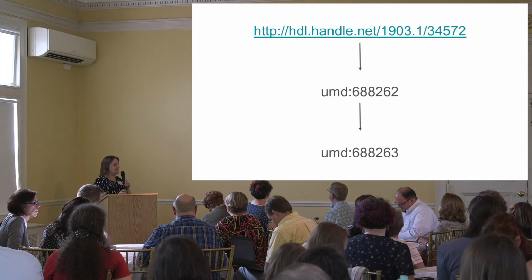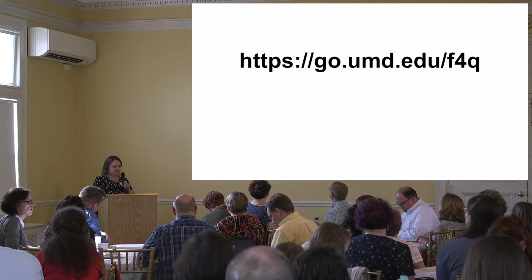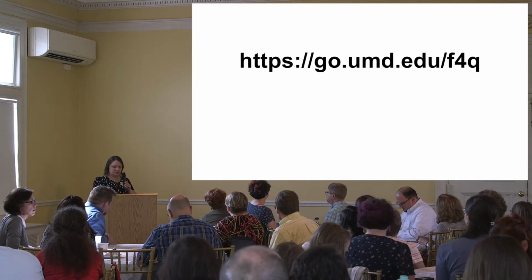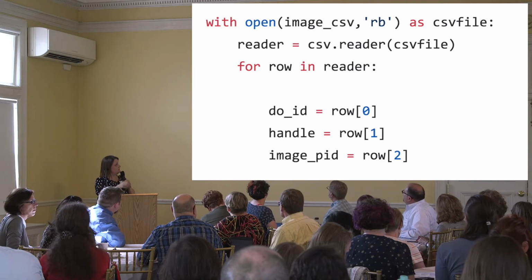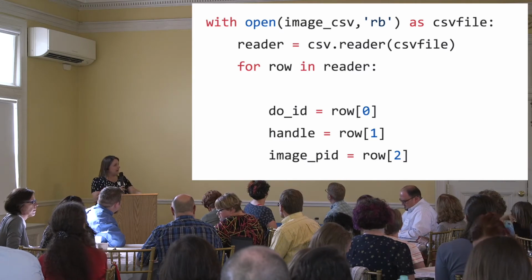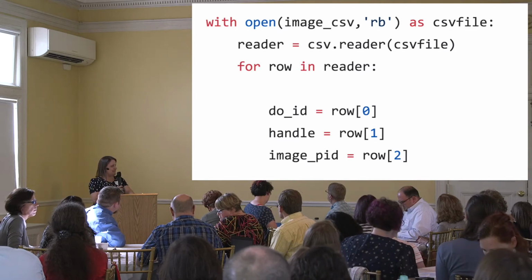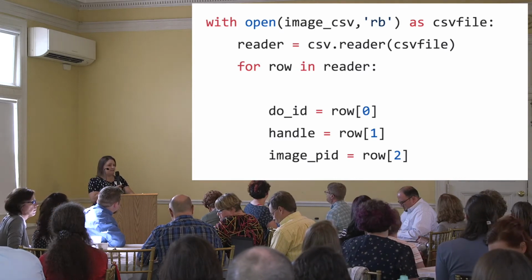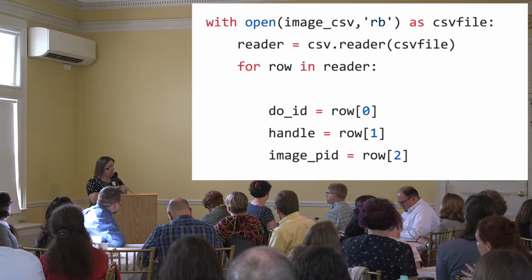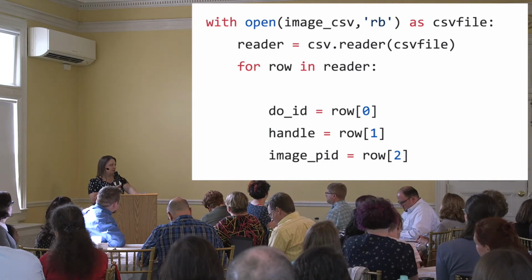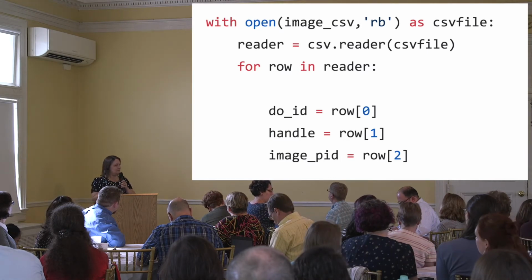But anyway, I got the IDs I needed for the images. That's the URI for my script. Sorry, my slides have some truncated text. Once I was able to resolve down to the ID I needed, I had a little CSV file with the URI of the digital object, the handle link that I would use later, and the actual image PID I could use to generate the IIIF link.